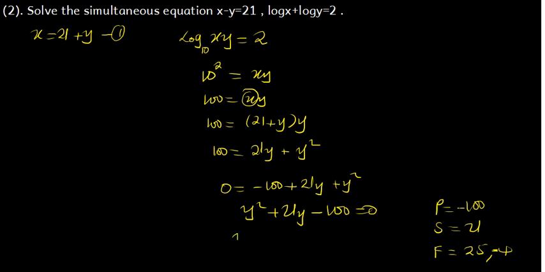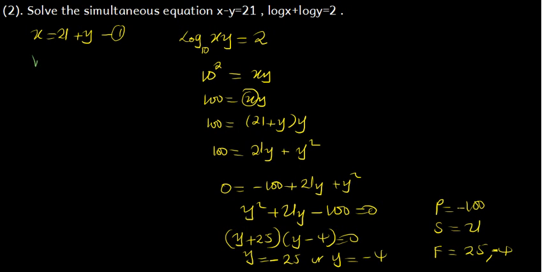So this is actually y plus 25, and then y minus 4 is equal to 0. That means y is equal to negative 25, or y is equal to 4.